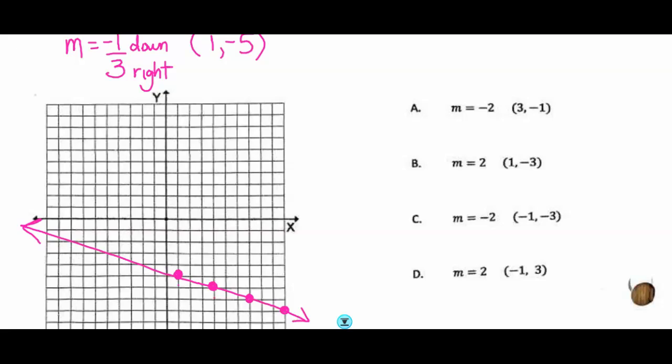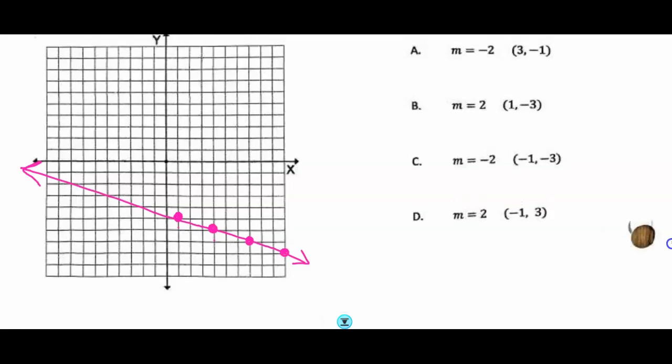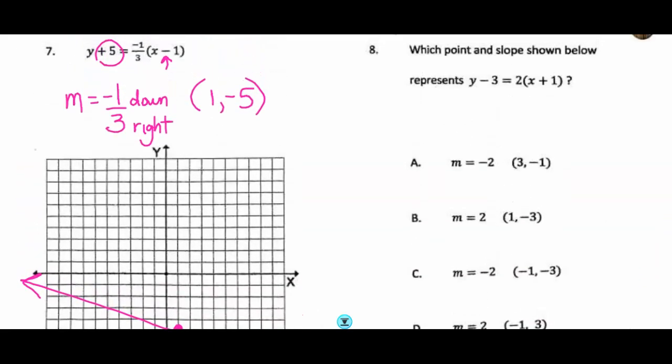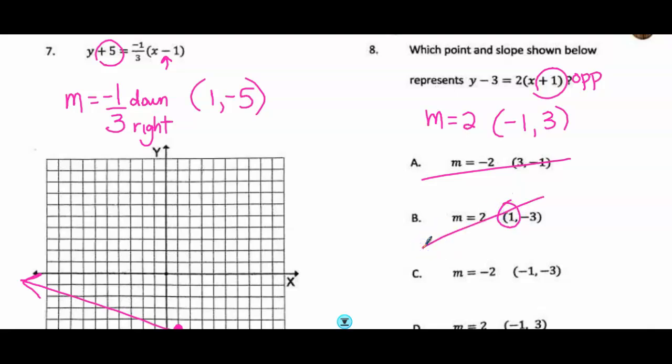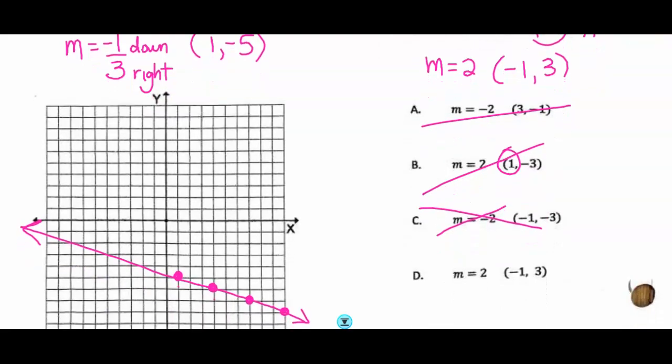Pull it down so you can peek at it real quick. Alright? And the last one says, which point and slope shown below represents. So this again, here's a multiple choice one for you. You pull out your slope of 2. You say, this one I need the opposite of. So this would be -1, 3. It is not A. It is not B because this is positive. It is not C because that's negative. Which hopefully it's D. M is 2, -1.